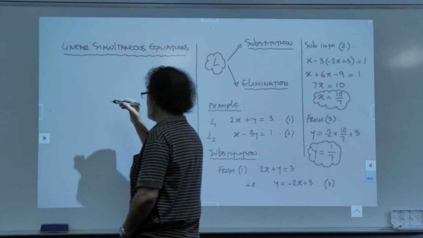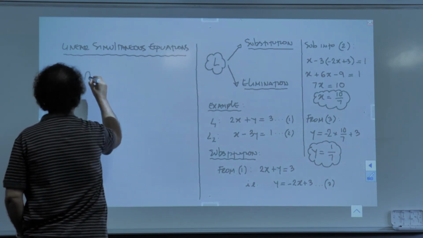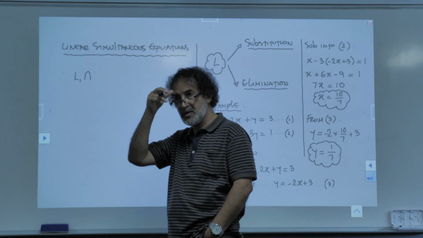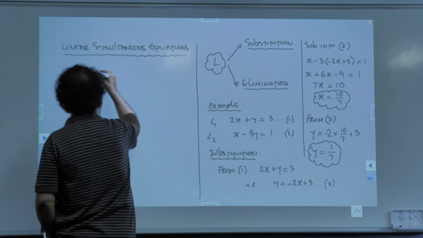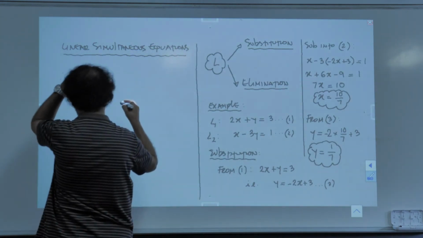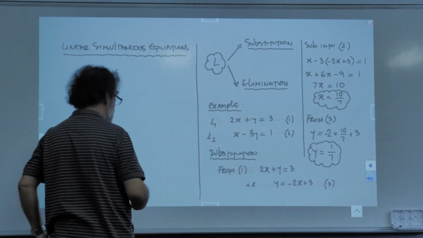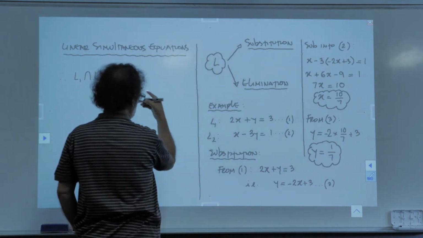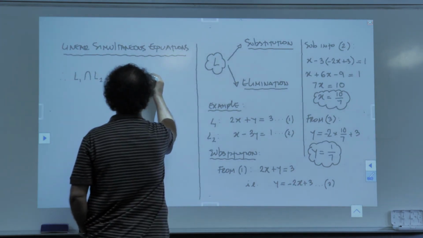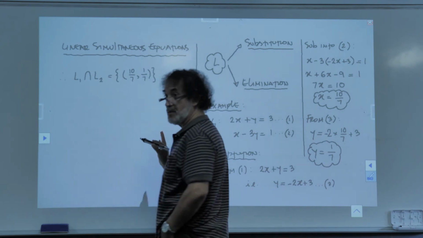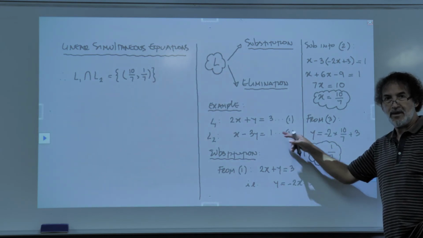Okay, so therefore, you're going to say, therefore, line 1, this symbol means intersect. So it's the opposite of the union. So this is intersection. So we're going to say line 1 intersect line 2 is equal to the solution set, which is the point (10/7, 1/7). All right, that's it.